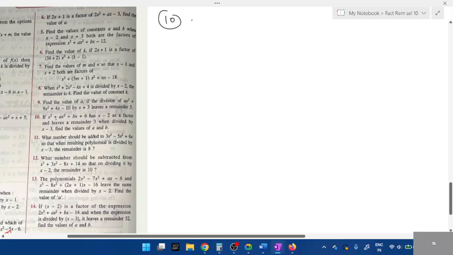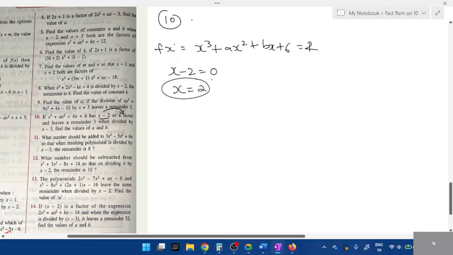Okay, the 10th one. Look, what's the equation given for the 10th one? F of x is equal to... can all of you see the screen? For this question, what is x minus 2, students? If it's a factor, then the remainder is 0. So x minus 2 is equal to 0. What is the x value? X is equal to 2. F of 2 is equal to 2 cube plus a into 2 square.